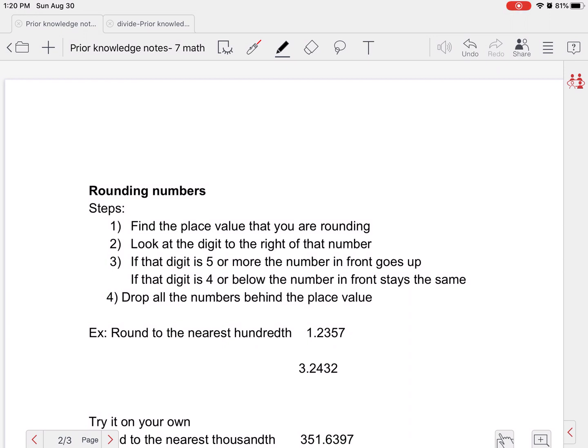We want to look at the digit to the right of that number, and if that digit is 5 or more, then the number in front is going to go up by 1. If the digit behind is 4 or below, then we're going to stay the same. We're never going to lower the value. Okay, and then we're going to drop all the numbers behind that. So these are kind of the steps listed in word form, which I know some of you really like. If that doesn't help you, we're going to go through a couple of examples here.